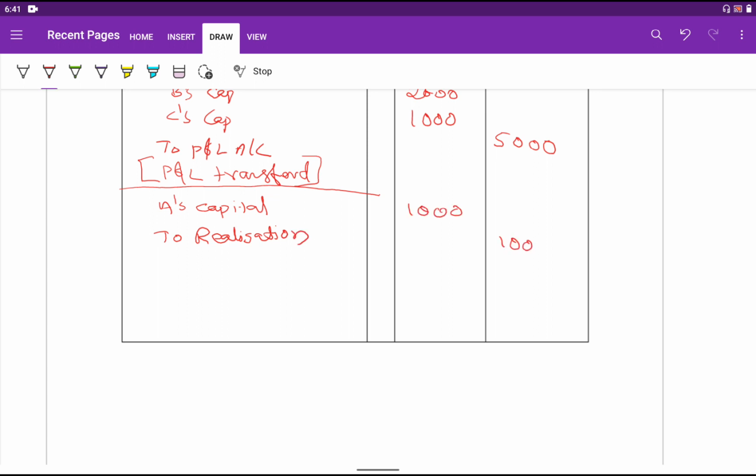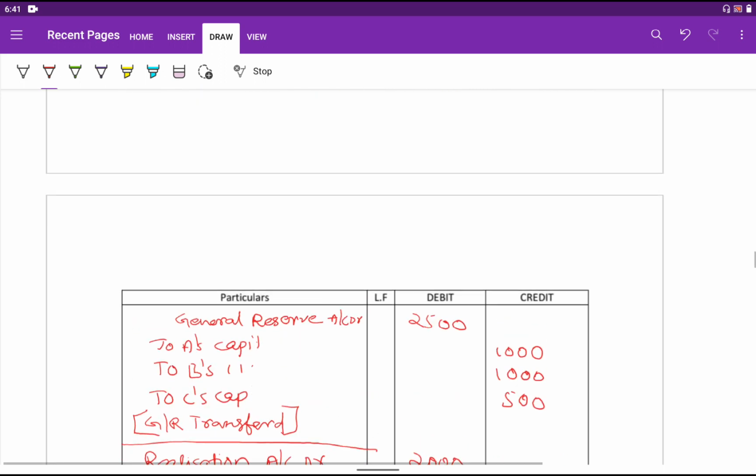Debtor was taken by A at 20% discount. So debtors was taken by A. This is the narration. Okay, now what is the next narration? Stock was taken by B, right? So this one, stock was taken by B.